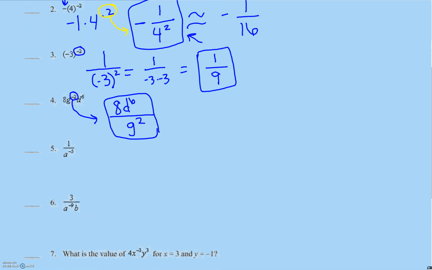Number 5, same idea here. We have a negative exponent, and to get rid of a negative exponent, we move it to the opposite part of our fraction. So I have a to the positive 5th power in the numerator. In my denominator, I still have a 1, but I don't need that. Anything divided by 1 is itself. So a to the 5th power.